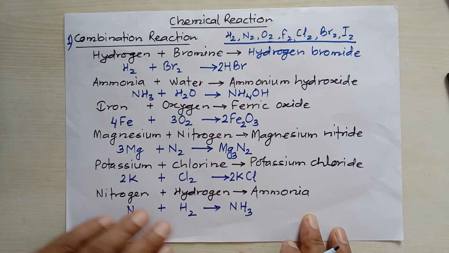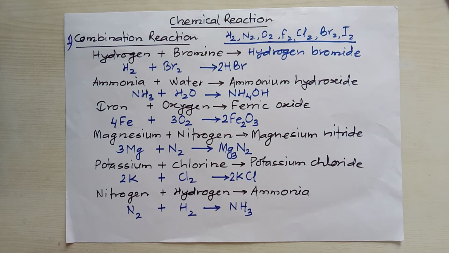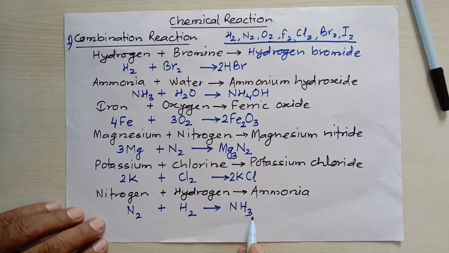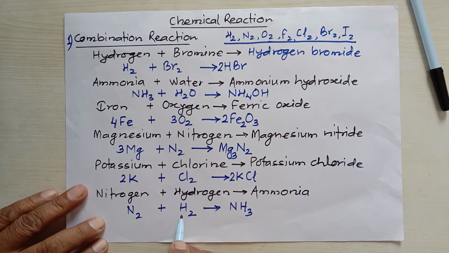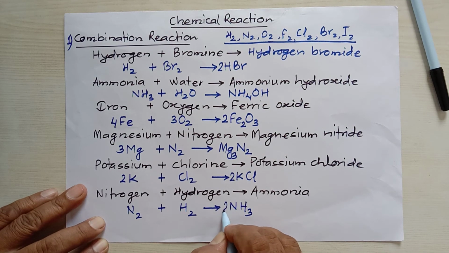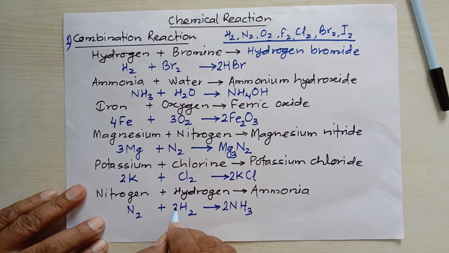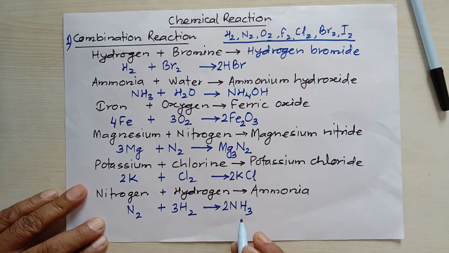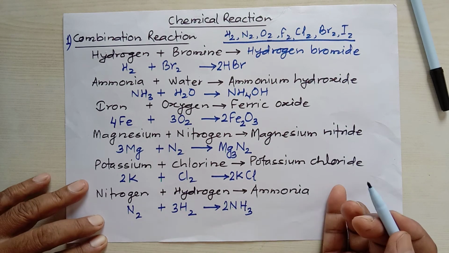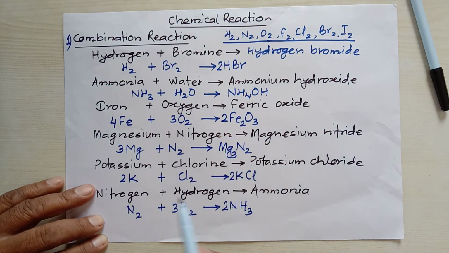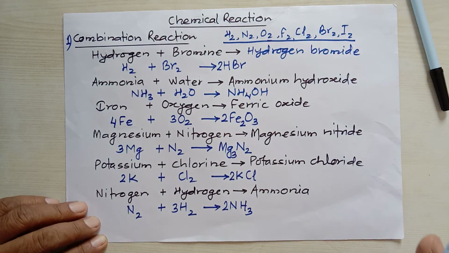Ammonia. Now the balancing is left. Let's balance it. Hydrogen 3, hydrogen 2. This is an odd number, this is an even number. That's why let's convert it into even. 3 times 2 is 6. Now here 2, if we take 3 here, 3 times 2 is 6. Hydrogen is balanced. Now it's the turn of nitrogen: 2, nitrogen 2. It's balanced. This way we are writing a balanced chemical equation.